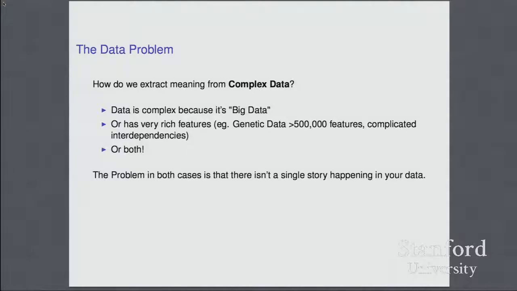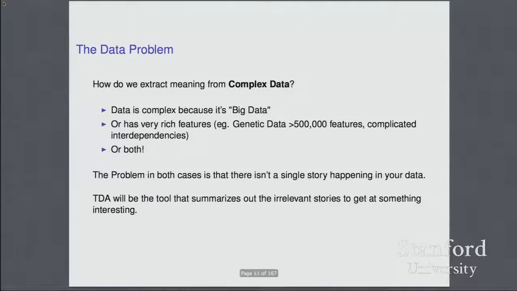The problem, in both cases, is that there's a lot happening in your data. A metaphor that I like to think about is that of a room. You walk into a room full of people, and when you walk in, it's just white noise. There are all these different conversations happening, and what you want to do is find those conversations that are relevant to you, or in some way summarize the conversations in the room. That's the problem with big data and with complexity: the number of stories going on.